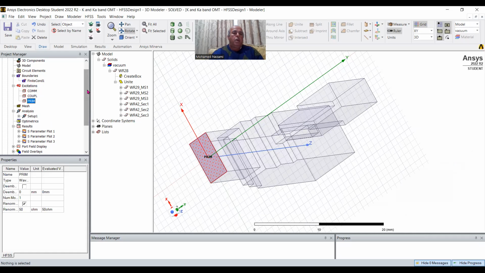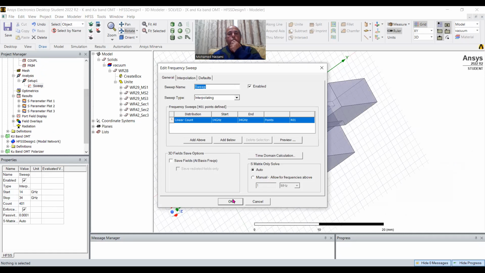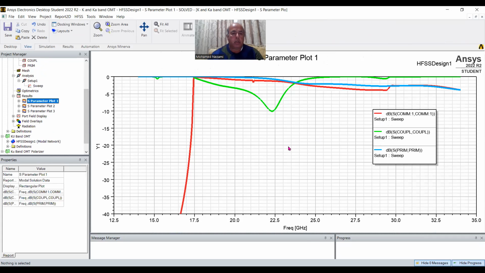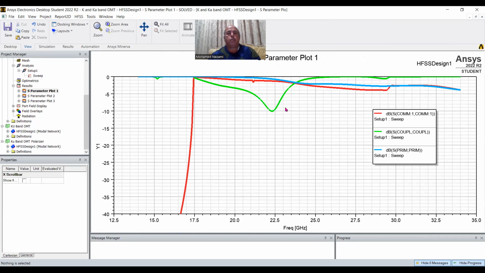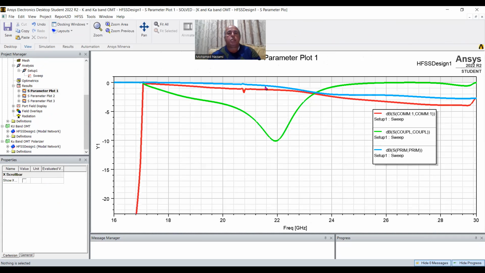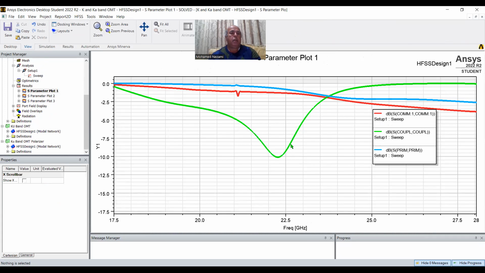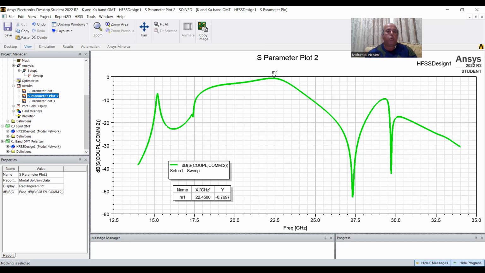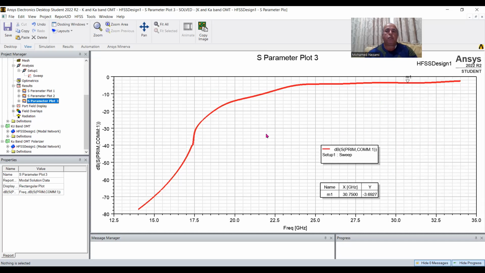And then of course, in this case, I set the frequency, the solution for this, from 14 to 34 gigahertz, and this is what I got. Okay, this is the return loss for the 3 ports, and this is the transmission for one port, and this is the transmission for another port.